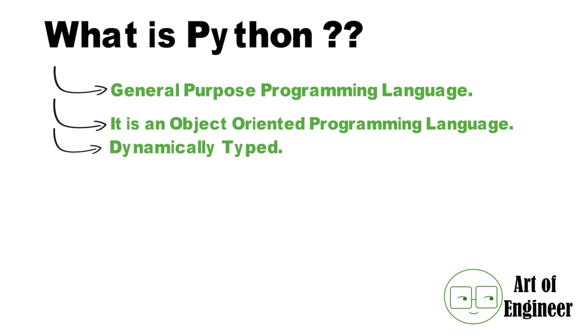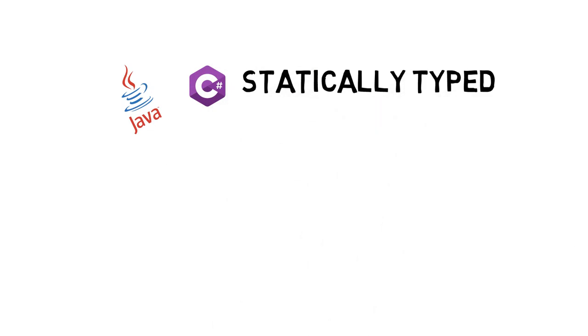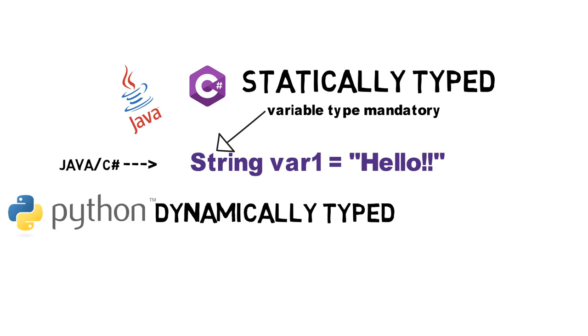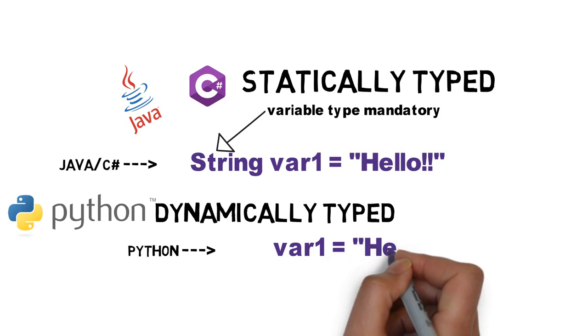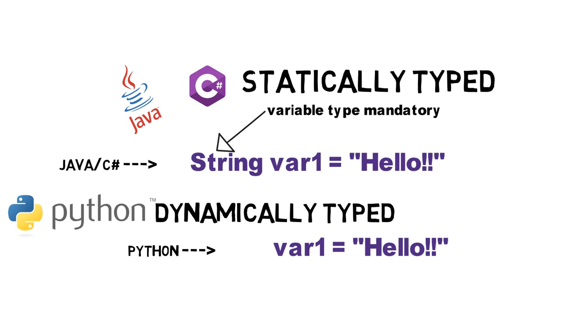Python is dynamically typed. Other languages like Java or C# are statically typed, which means that in order to declare a variable, it is also mandatory to mention its type. Python is dynamically typed, which means that it is not mandatory to mention the variable type. You can write the name of the variable and assign a value to it directly. The type of the variable will be decided in the runtime.